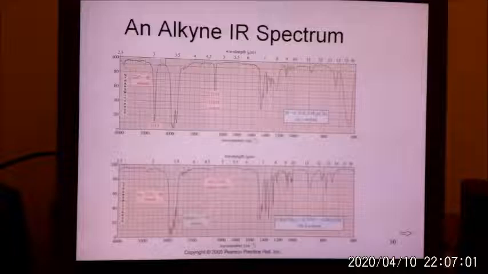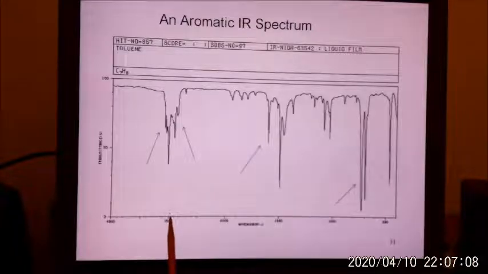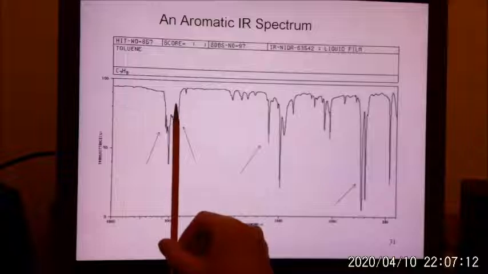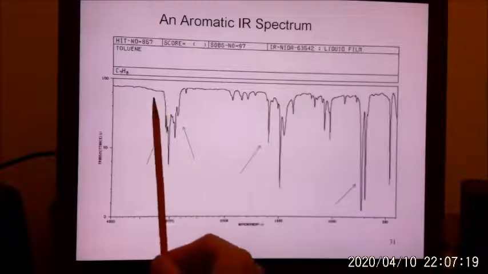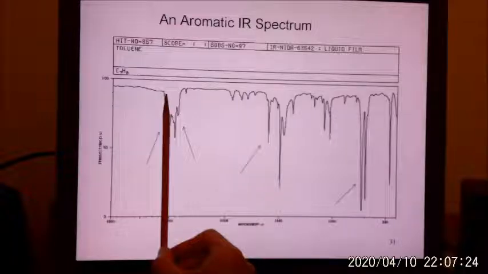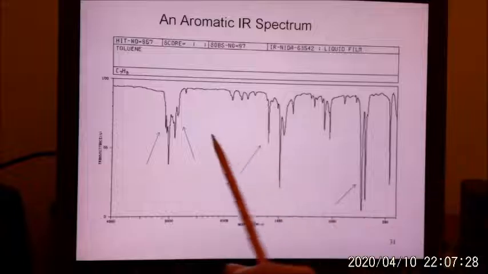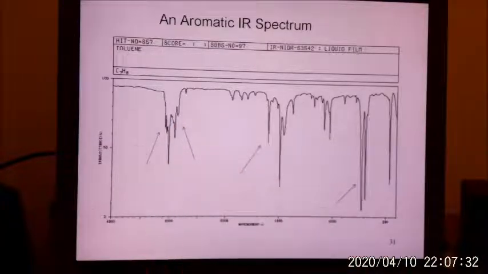Okay, let's move on. All right, let's take a look at an aromatic spectrum. You can see that above the 3000 mark, I have peaks that are representative of sp2 carbon hydrogen stretches. And below the 3000 mark, I have a few peaks that are representative of sp3 carbon hydrogen stretches. So we know I have alkyl groups and sp2 carbon hydrogen groups.